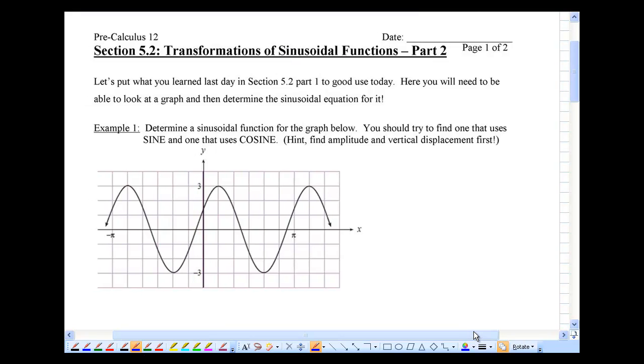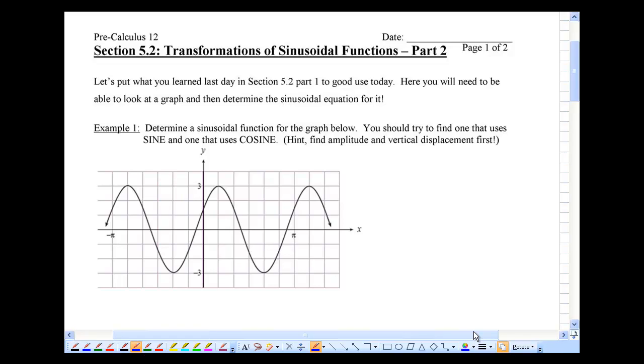Section 5.2 in your Pre-Calculus 12 studies. We're going to use what you did last day with all that transformation stuff, and we're going to put it all together and put it into good use today. Today, you will need to be able to look at graphs, and then from the graphs, come up with the equations. This is quite important because this is going to set you up for future success down the road when we do section 5.4.